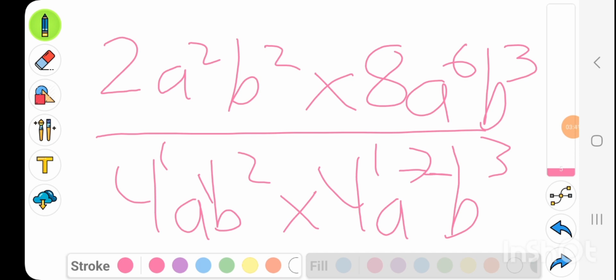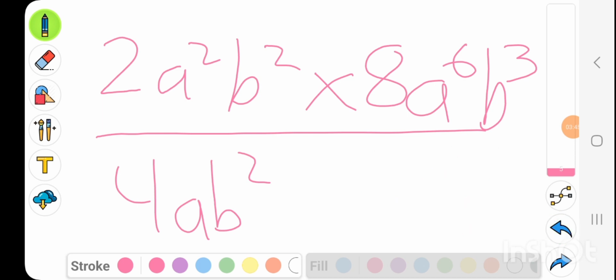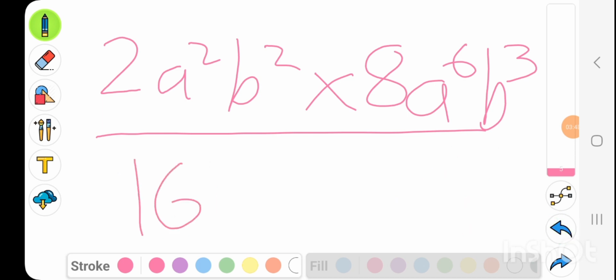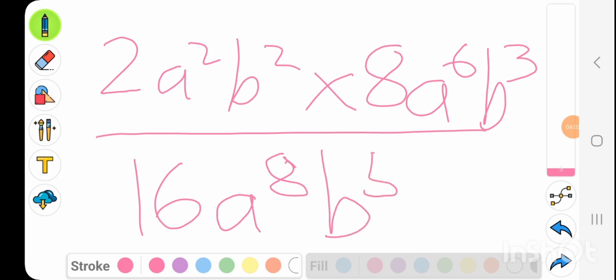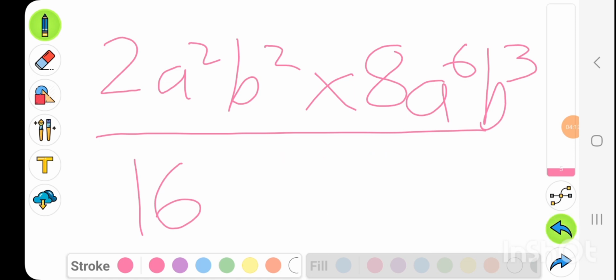Now, for the denominator, you can just do 4 times 4, which is literally 16. And then a to the power of 1 times a to the power of 7, which is a to the power of 8. And then b to the power of 2 times b to the power of 3, which is b to the power of 5. So that's the denominator done. Okay, now for the numerator again, we need to simplify it further. So 16 a to the power of 8, b to the power of 5 is the denominator.